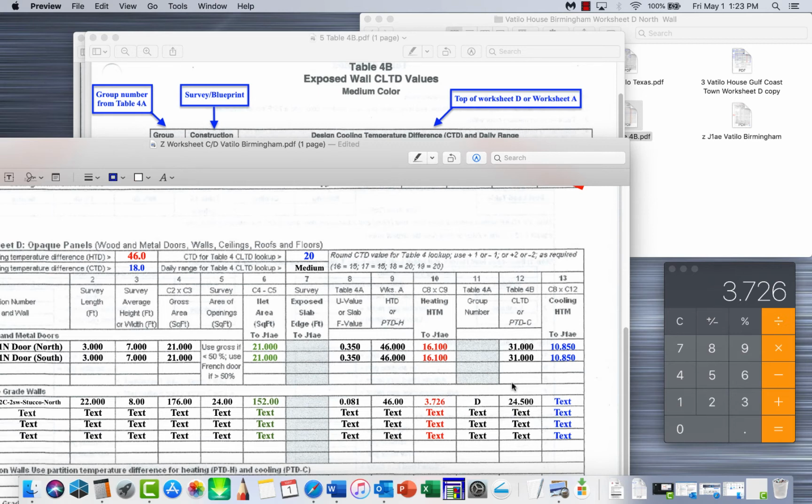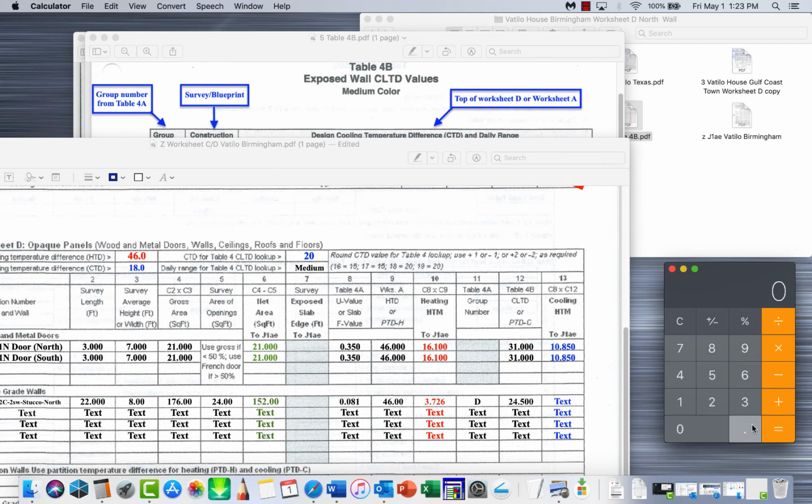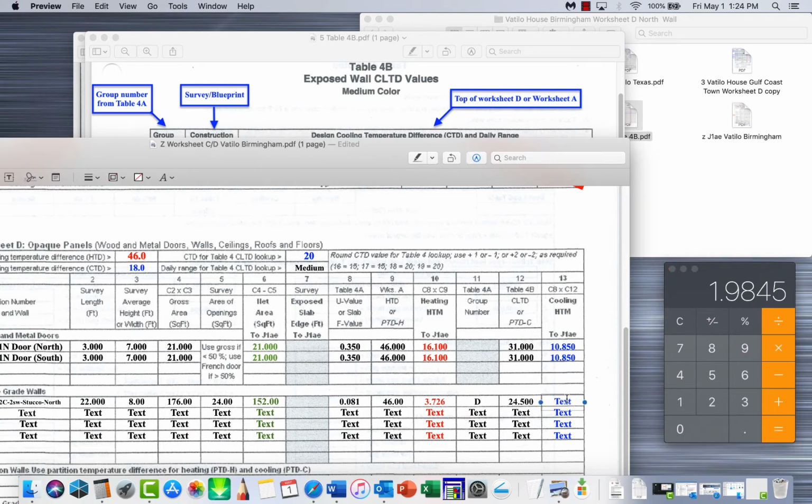Okay. And now finally, our cooling HTM, C8 times C12. So C8's right here, column 8. So we're going to use this number here, 0.081, and we're going to multiply it by 24.5, and we're going to see what we get here. 0.081 times 24.5. And we get 1.9845. Well, like I said, we're always going to round to the thousandths place, so this will be 1.985.